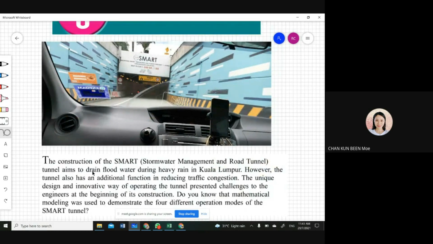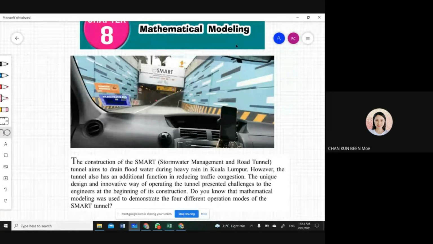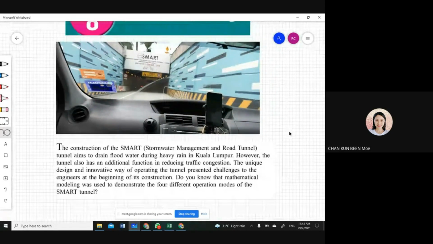It aims to drain flood water during heavy rain in Kuala Lumpur. However, the tunnel also has an additional function in reducing traffic congestion. The unique design and innovative way of operating the tunnel presented challenges to the engineer at the beginning of its construction. Now the question here, do you know that mathematical modeling was used to demonstrate the 4 different operation modes of the smart tunnel? What are the 4 operation modes of the smart tunnel?